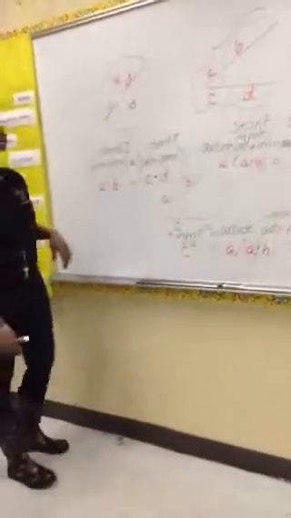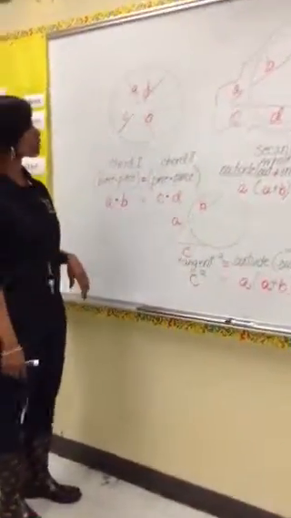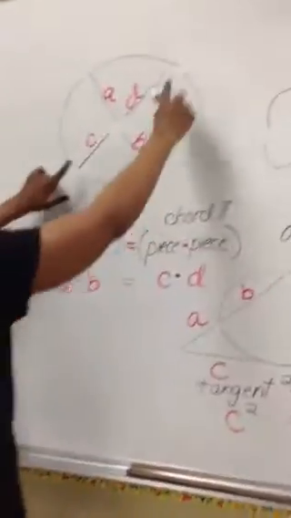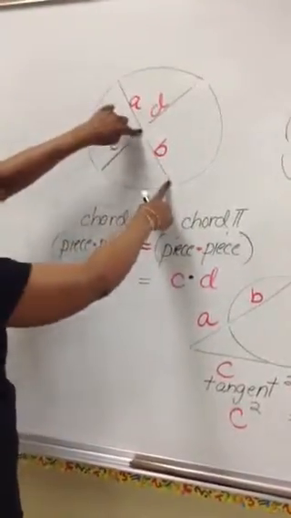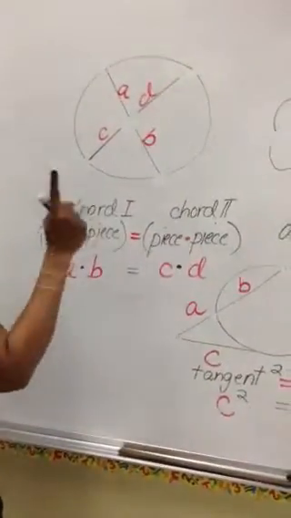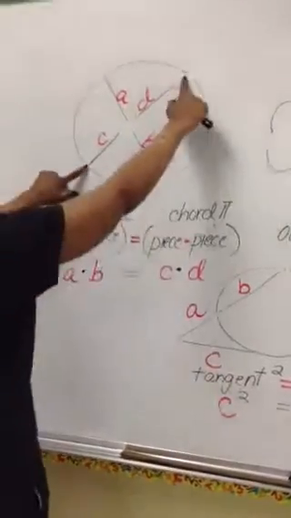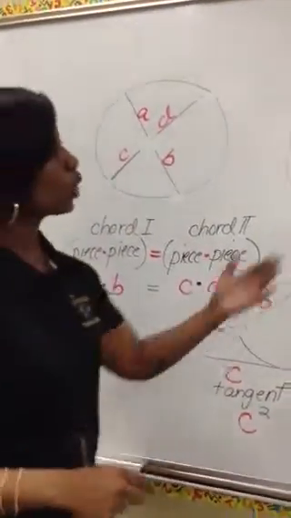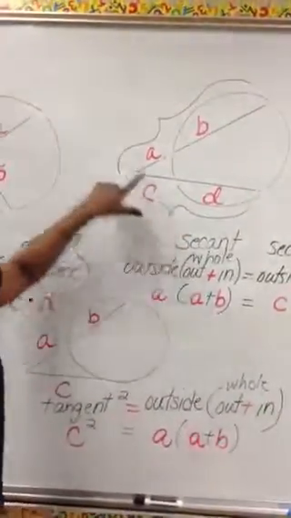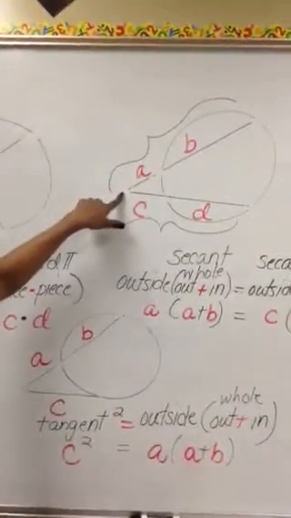The first, we're dealing with 2 chords that intersect inside of a circle. So when you have something like this, you want to take one of the chords, let's say this chord here, we multiply piece times piece. So A times B for one chord and set that equal to, for the second chord, piece times piece, C times D, okay?